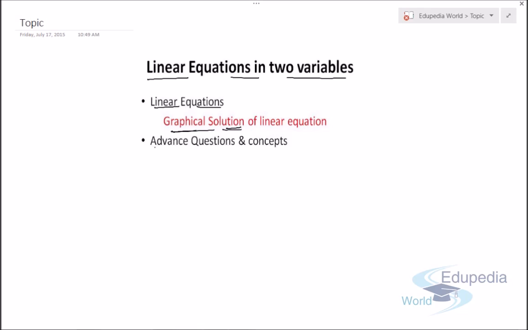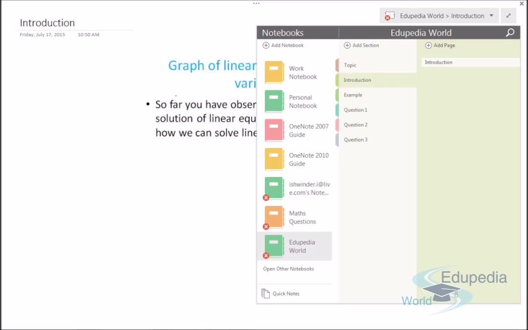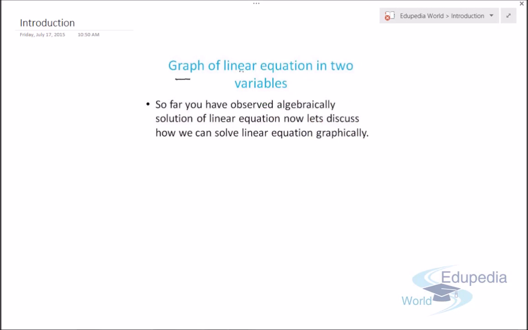So again at the end of the video we'll discuss some of the advanced questions and concepts which are very important from the exam point of view. So we follow the same strategy over here. We'll explain each and every concept through the example. So let's get started with our first concept, which is introduction to graphical solution of linear equation in two variable.